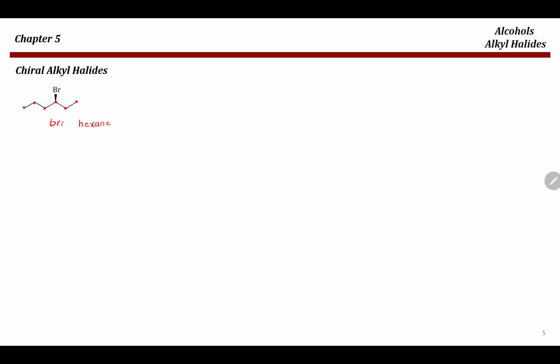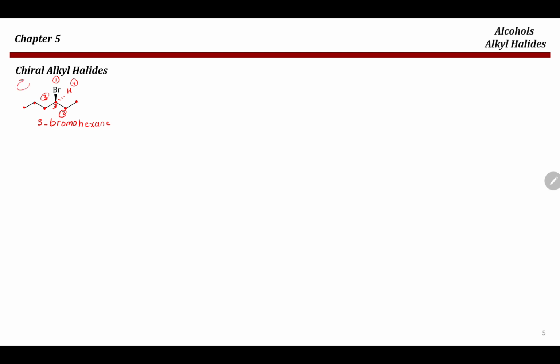So this is bromohexane, and bromine is at position 3. This is 3-bromohexane. Now we have to include the stereochemistry, so we have to assign the absolute configuration. And of course, this is 1, this is 4, 2, 3.